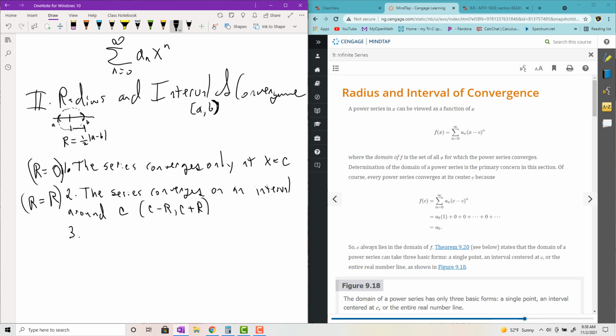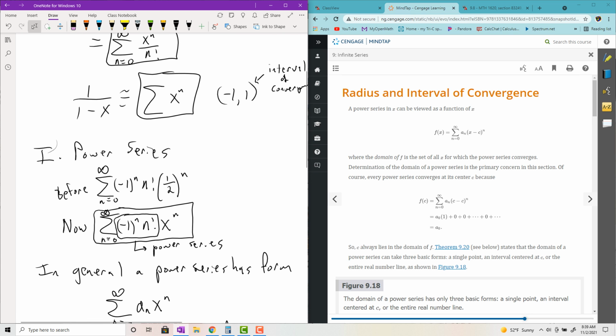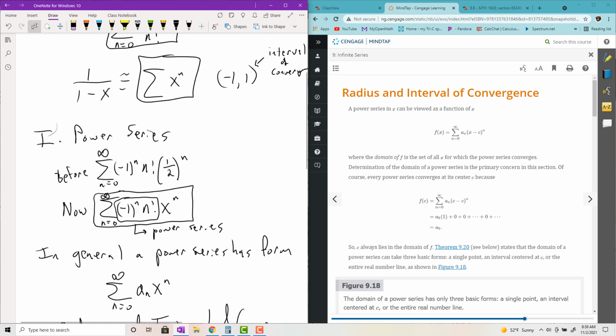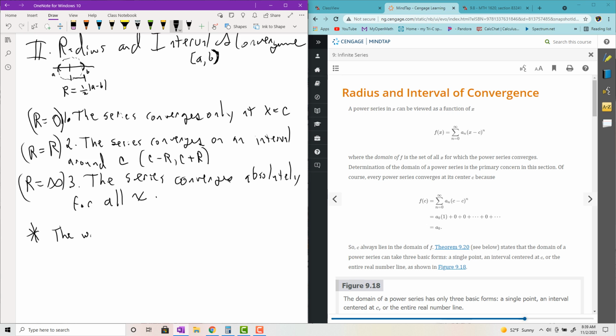Then thirdly, the radius is infinite. It converges everywhere. It'll turn out that the power series representation for the exponential function will converge everywhere. So it's a real nice version. Anyways, the series converges absolutely for all x. To determine these radii, we use the ratio test.